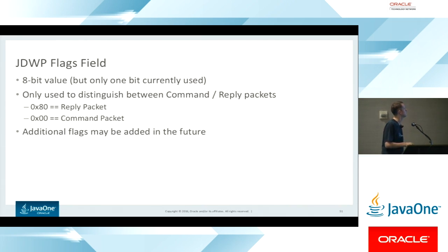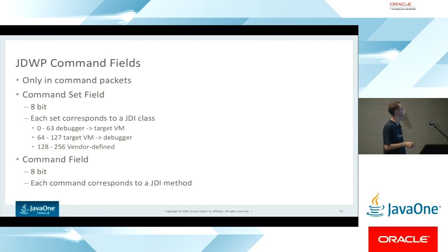And the flags are simply a way to mark packets as being either command packets or reply packets. And then the command fields are obviously where we get to interesting things. This is what these packets are actually telling the target JVM to do. And as I said before, there's almost a one-to-one mapping between the JDI API and the wire protocol.